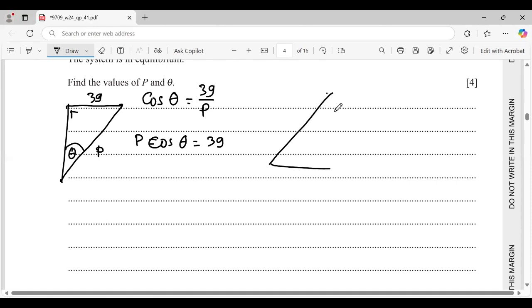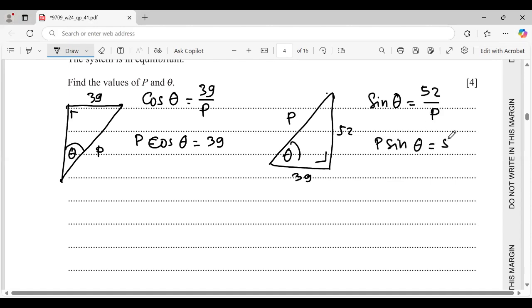As well, there is another right angle triangle I can create to help us. This is 39, this is 52, and theta here, P here. So through this right angle triangle, we can state that sine theta equals 52 over P, or P sine theta equals 52. So we can determine P through this right angle triangle.